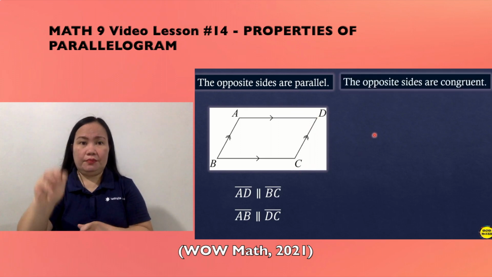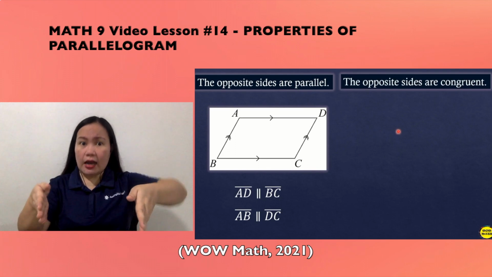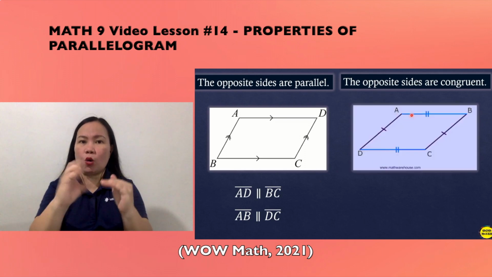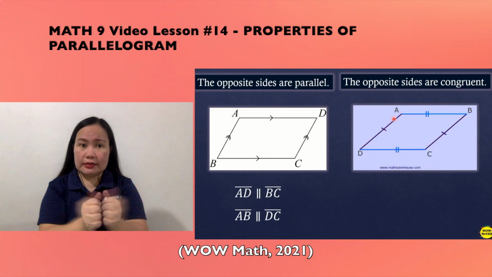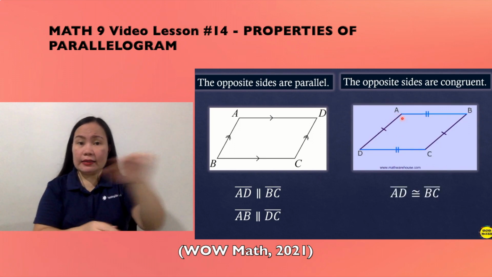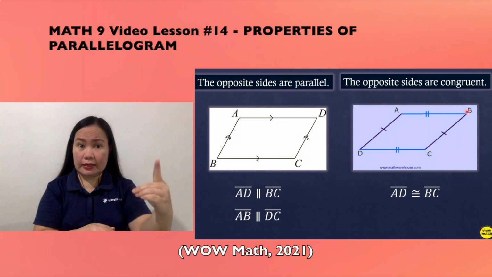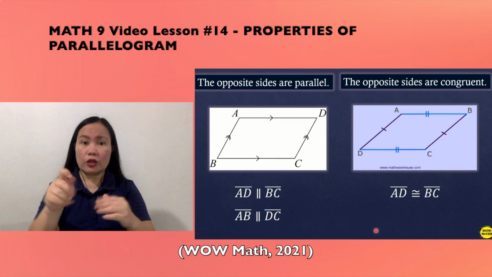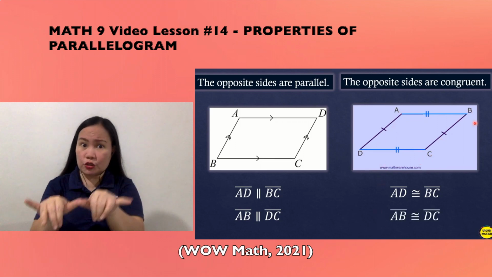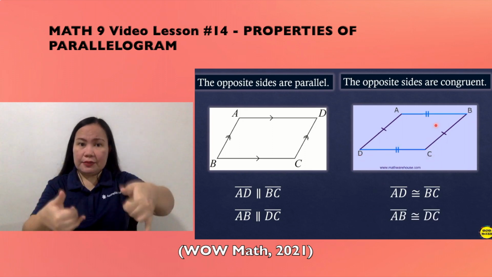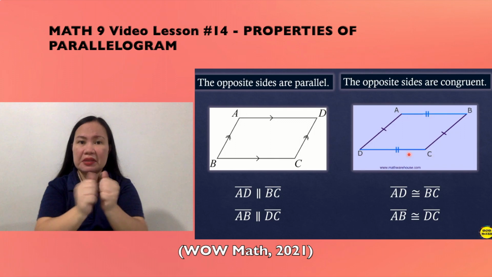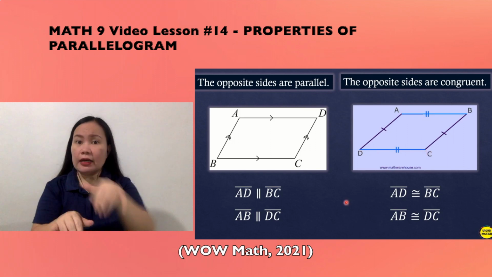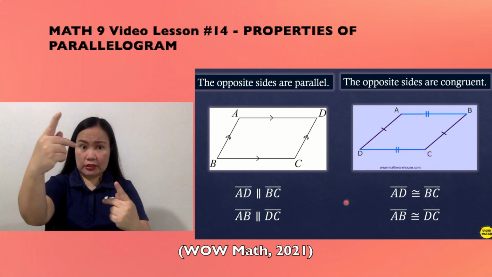Pangalawa, opposite sides are congruent. So, ibig sabihin kapag congruent, yung sukat nun equal. So, let's say meron tayong quadrilateral ABCD. So, yung side AD natin ay congruent kay side BC. Ibig sabihin kung anong sukat ng side nito, ganun din yung sukat nito. And then yung side AB natin, congruent sa side DC. So, magkaharapan, no? They are equal. So, kung anong sukat ng side AB, ganun din yung sukat ni side DC. Again, the opposite sides are congruent.